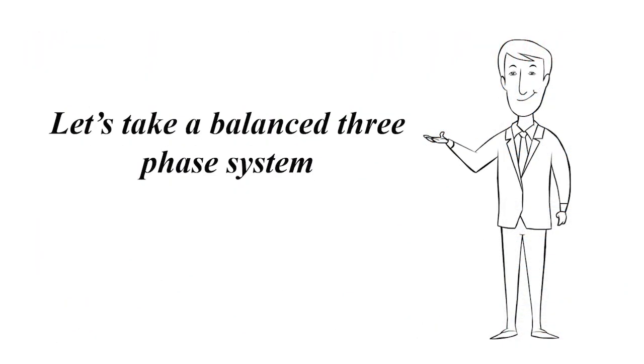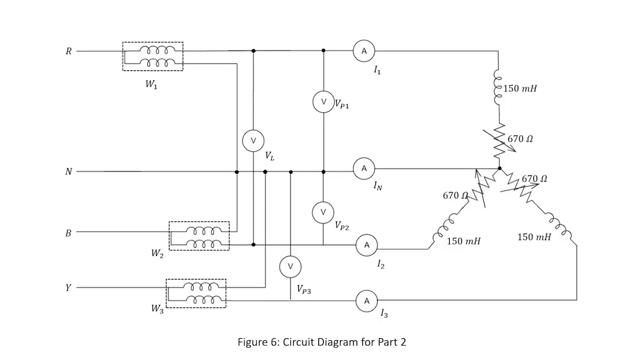First, let's take a balanced three-phase system. You can see the circuit in figure 6 in your lab sheet, which consists of resistive and inductive load. 4 ammeters are connected in series with each phase and neutral wire to measure the RMS current. 3 voltmeters are connected in between each phase and neutral wire. The 4th voltmeter is connected in between 2 phases to measure line-to-line voltage. Current coils of wattmeters are connected in series with 3 phases, while voltage coils are connected in between phase and neutral.